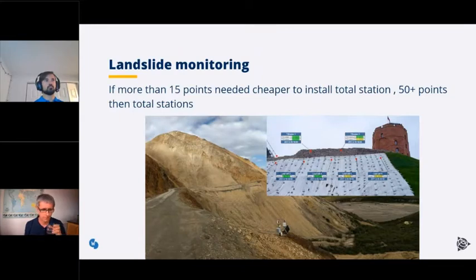Landslide monitoring. For landslide monitoring, it's the same. Most of our customers use tilt meters, but they also use some Prism, because you don't have the settlement. If, for example, you have a slope and a vertical displacement, you are not able to detect it. So this is why both monitoring makes sense in this case. Also what we can say is that when you have 15 points, it's cheaper to use tilt meters only if you don't mind about the settlement. But if you have more than 50 points, you should use a total station.